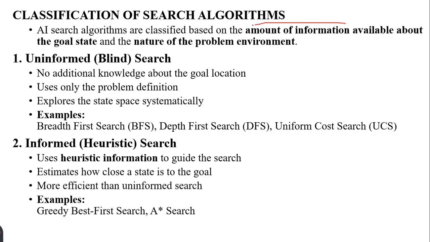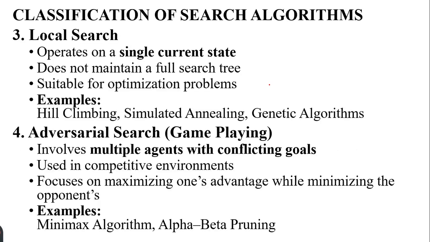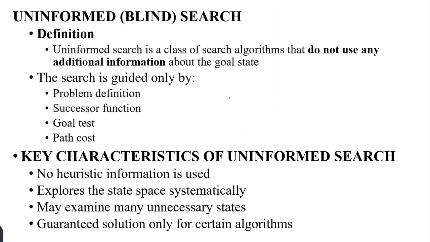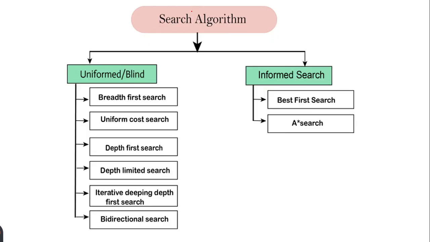That we have some information. If we have any information about the goal state or the data, then it is called an informed search. If you don't have any information, then it is considered an uninformed search. So the searching techniques are split into two parts: informed search and uninformed search.